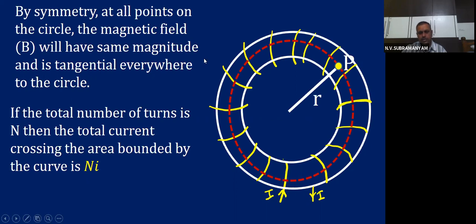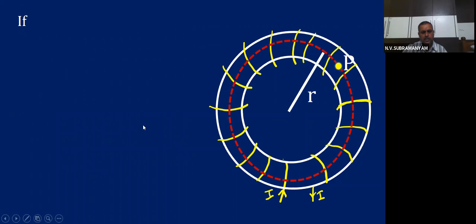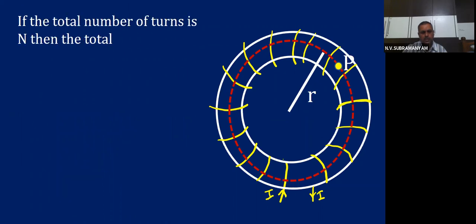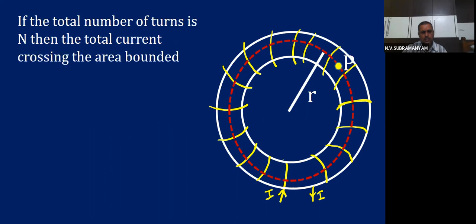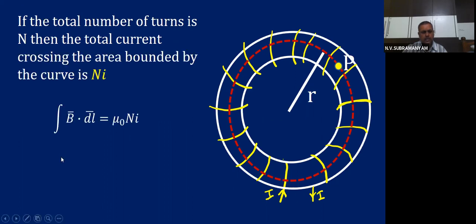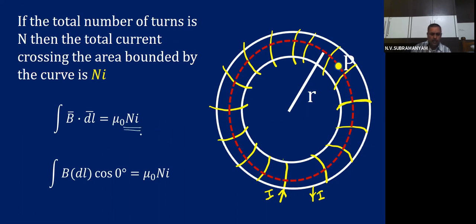Then for N turns, first starting only, what did I tell? The total turns are N. Then for the total N turns, the current is how much? Ni. Okay, now I will apply Ampere's law. So if the total number of turns is N, then the total current crossing the curve is already Ni. Then integral B dot dl is mu naught Ni, or B dl cos 0 is mu naught Ni. Here, please remember Ni: for one turn I, for N turns Ni current.